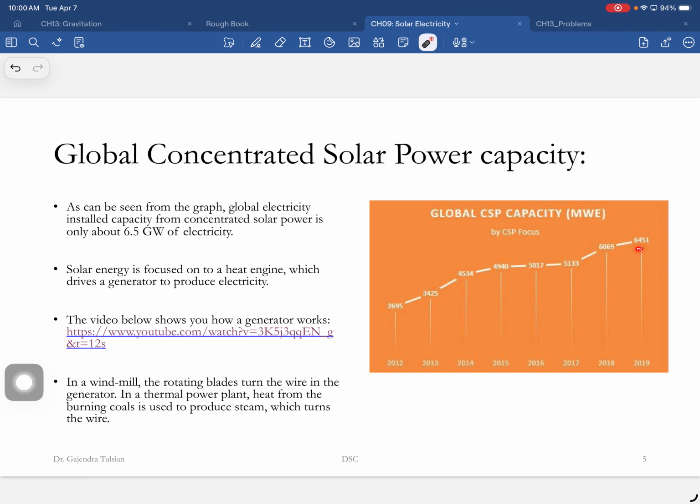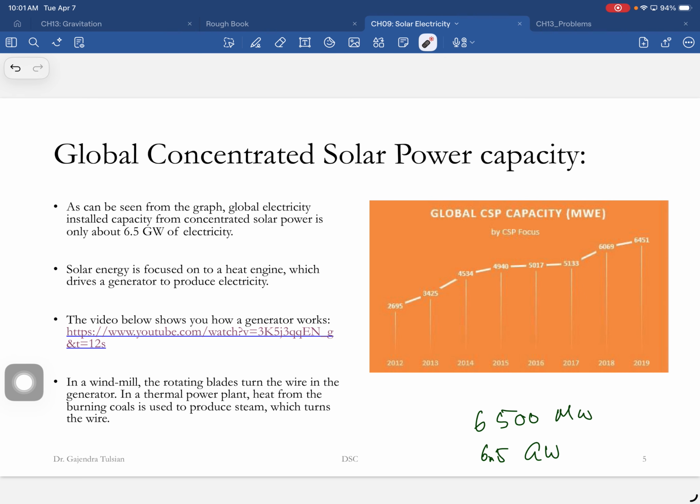That's nothing. How much do you need to run the world? How many Hoover Dams do you need to run the world? 16,000. Okay. So this is a drop in the bucket right now.